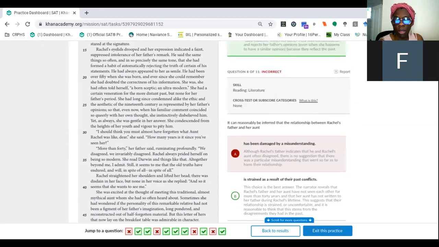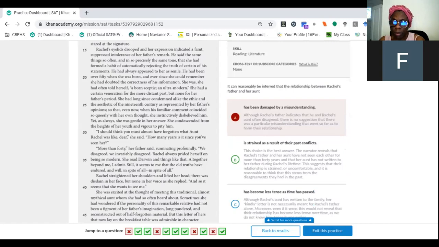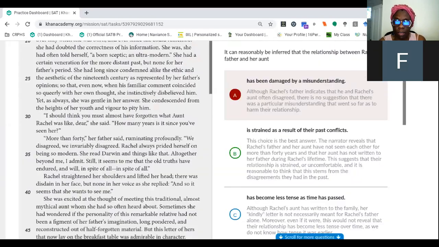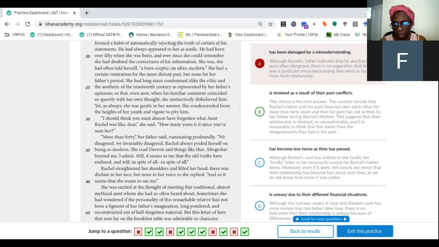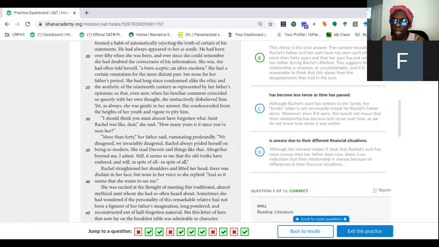When you look at your answer again, do you really think that their relationship has been damaged? No, ma'am. In the first place, they barely have a relationship, do they? No, ma'am. They know of each other, but that's not enough to form a relationship. They may be relatives, but they haven't related, other than maybe when she writes letters. So right there, it can't be A. And the answer is B: it's strained as a result of their past conflicts. Let's go to D. No, C.